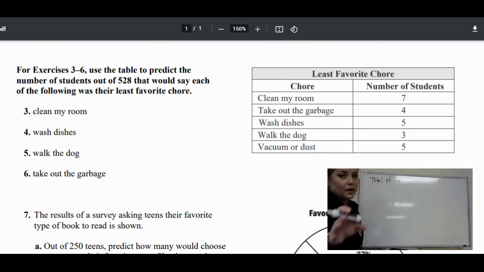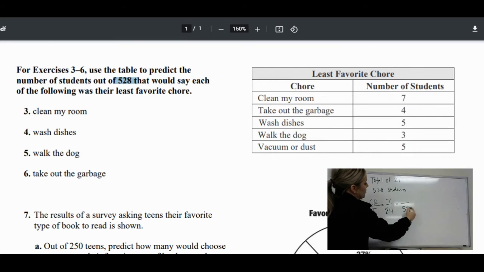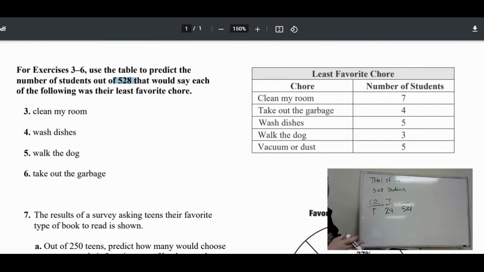Okay, but over here it wants to know, let's predict the number of students if they asked 528 students. So what we're going to do is set up a proportion. Clean my room, clean room, I'm going to do CR. Y'all know I gotta have my labels. It really helps you out of total. So 7 out of 24 total kids say their least favorite chore is cleaning the room. We want to know how many would it be out of 528? How many people would probably say that's their least favorite chore? So we're going to cross multiply.